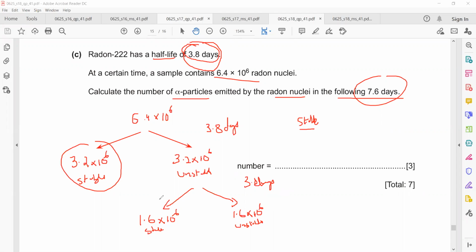3.2 exponent 6 and 1.6 exponent 6, these are the stable atoms. So the total number of stable atoms will be 4.8 into 10 to the power 6. If these are the stable atoms, how are they formed? Because radon emits alpha particles. So the number of alpha particles emitted will be the same, 4.8 into 10 to the power 6. Is it clear?